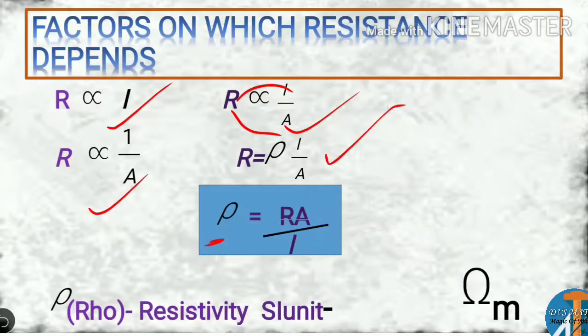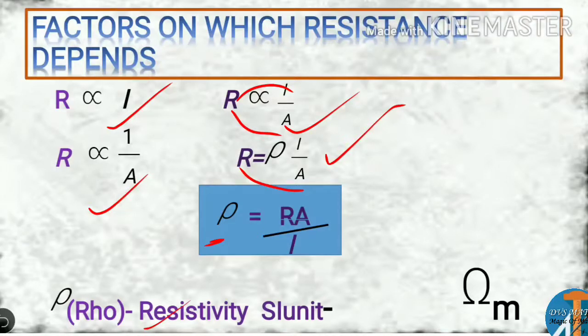If we convert in terms of rho, we will cross multiply, R into A, and L is divided. So rho is equal to RA by L. So it is called resistivity. So resistance is different, resistivity is different. Remember, resistance is nothing but R. It is a property to resist the flow of electrons. Clear? But here rho is resistivity.